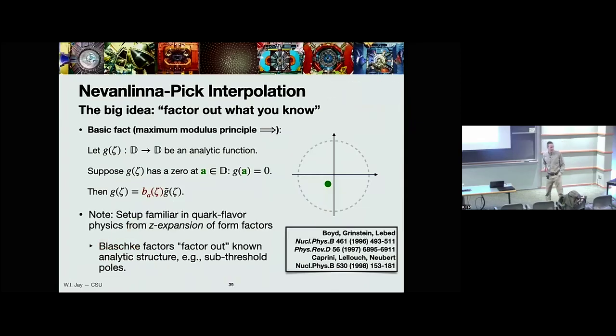I want to point out to people that have done some work in quark flavor physics, of which I know there are some in the audience, that this setup is totally familiar in that setting from the z expansion of the form factors. Their Blaschke factors play exactly the same role here that they do there. They're factoring out known analytic structure of the problem, and this goes back to seminal work in the 90s by BGL and CLN, and so this pops up all over in hadronic physics.